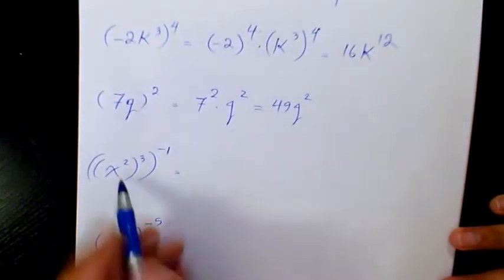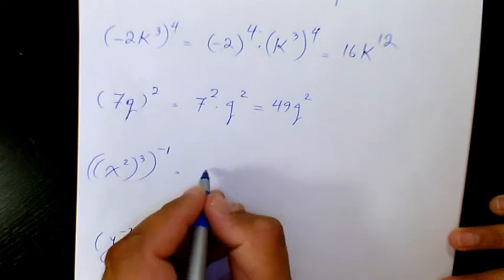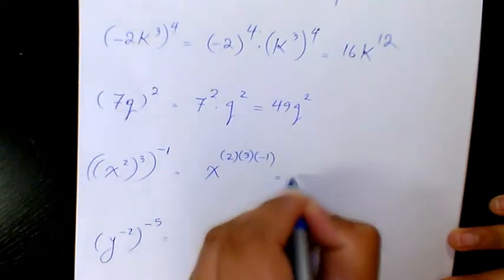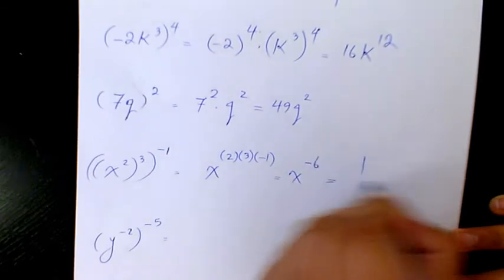Next one. x to the power of 2 to the power of 3 to the power of negative 1. So it's going to be x to the power of 2 times 3 times negative 1. So it's going to be x to the power of negative 6. Or you can write it as 1 over x to the power of 6.